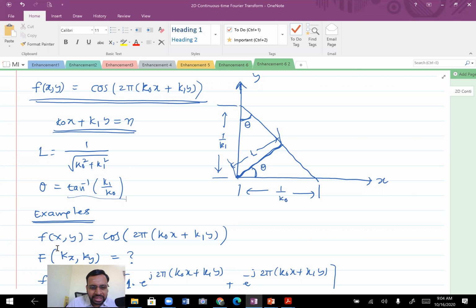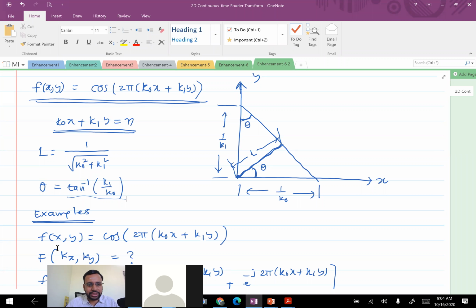Is my fan causing any noise? Otherwise, I'll switch it off. Is my audio clear? Yes, sir. Okay, fine. Then I'll keep it. Okay, so hope everybody is clear so far, right?